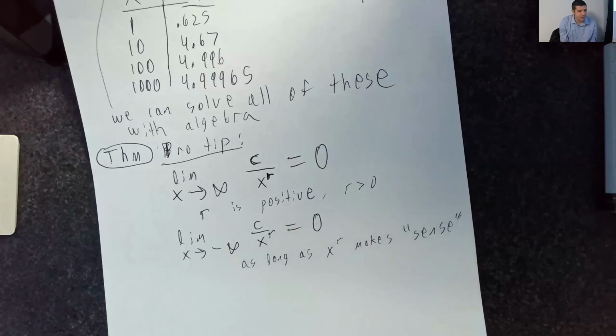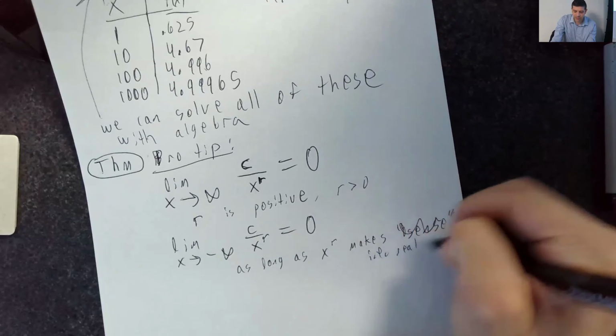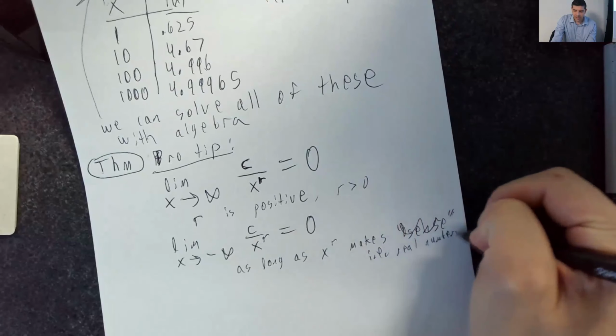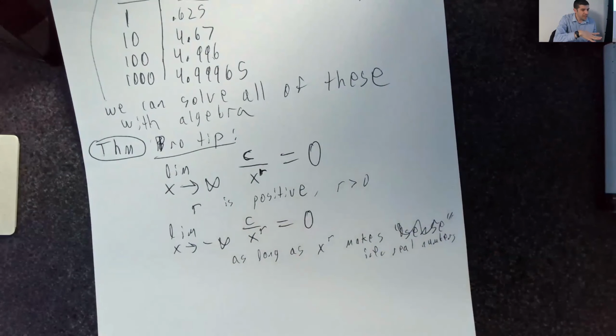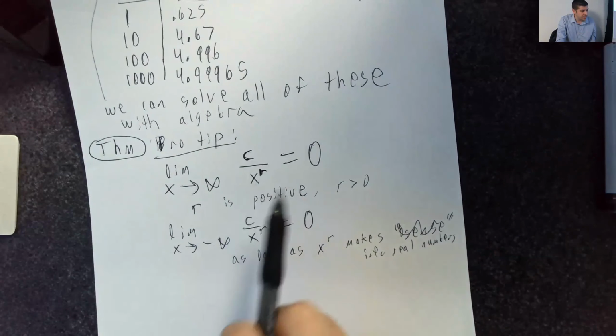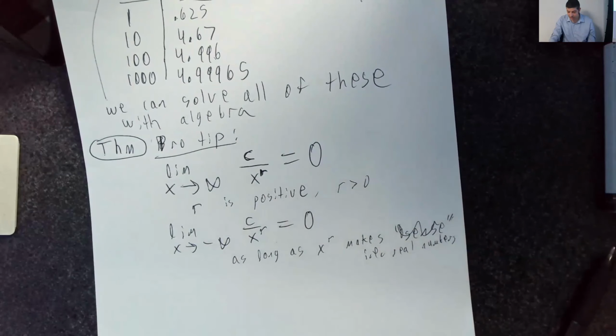And it actually makes sense for complex numbers. We're just not doing complex numbers. So let's just say makes sense, i.e. real numbers. Okay, so either way, infinity or negative infinity, the denominator is getting super large. It doesn't matter what exponent it is, your limit is going to be 0. This is what you're going to be using. This is all we need.